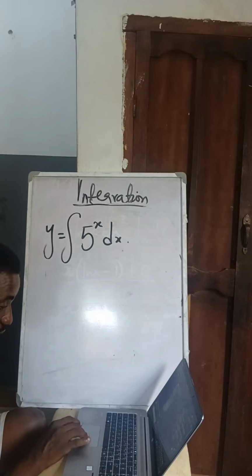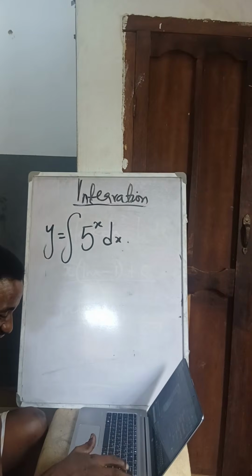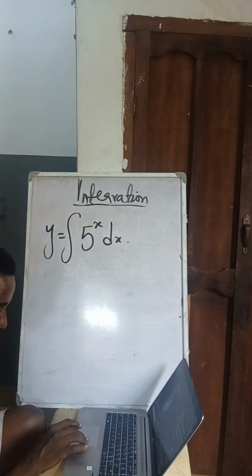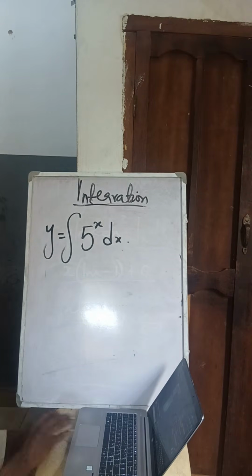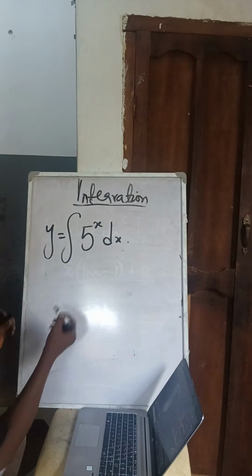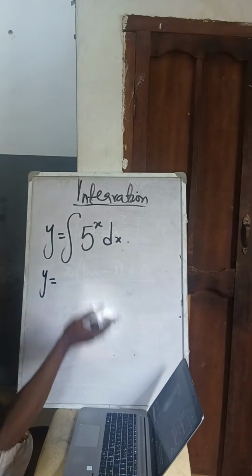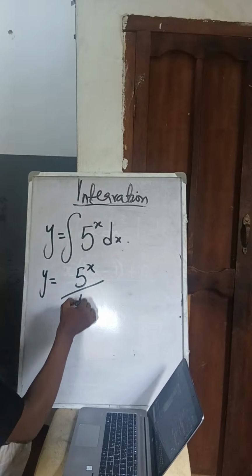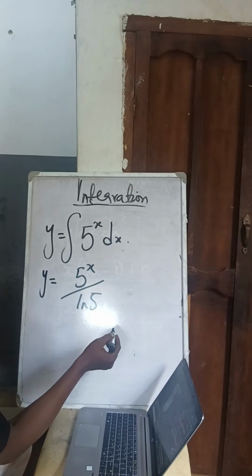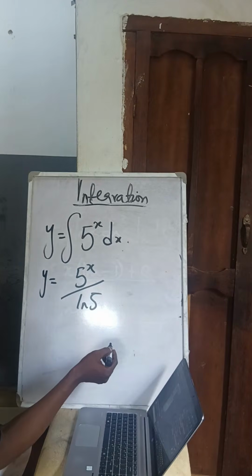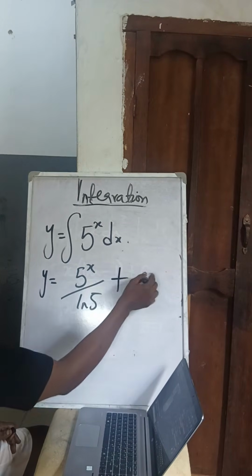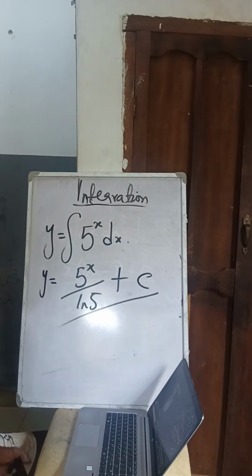All right, so I'm going to solve it. If you have the same solution, the same answer as me, say, I love it. Okay, so let's solve it. So y is equal to... what will you do? Nothing. Just write 5^x over ln 5. Okay, that is all. Plus c.